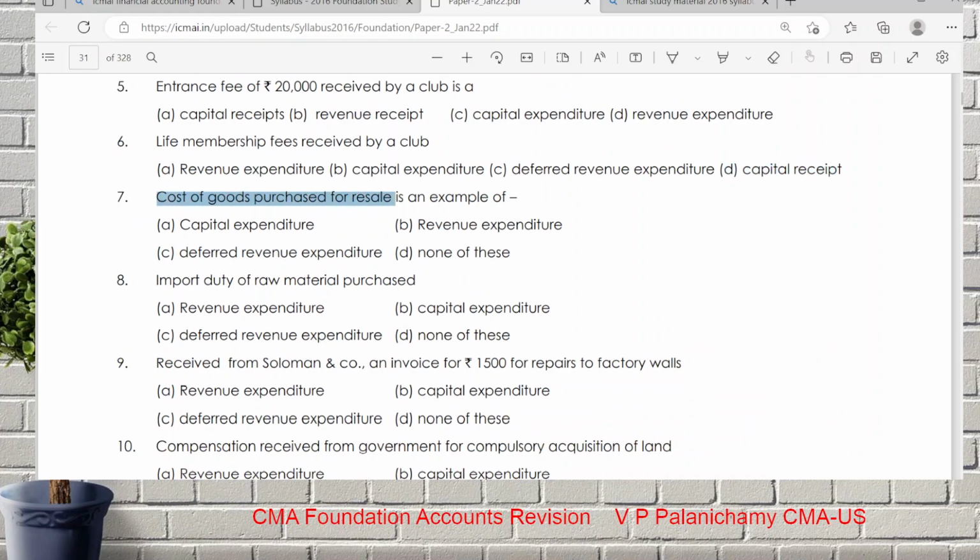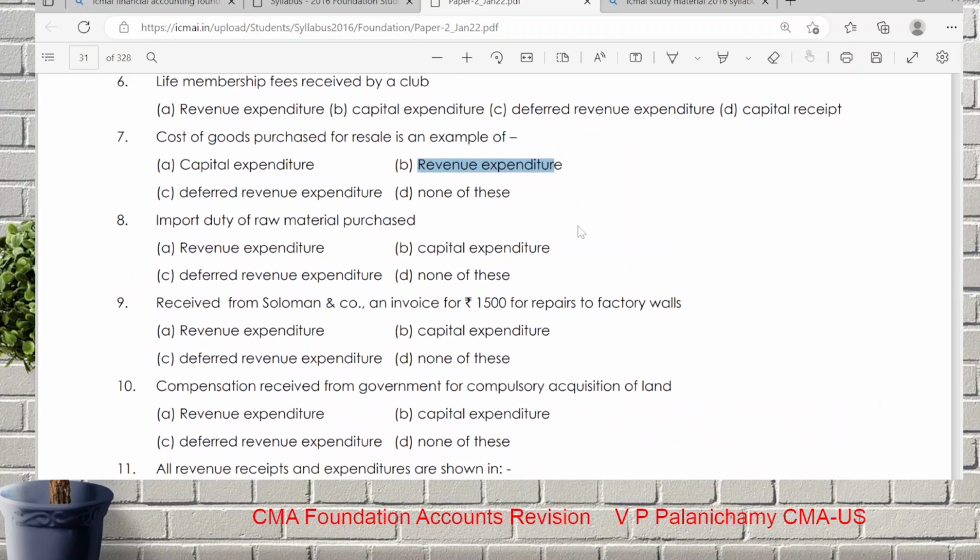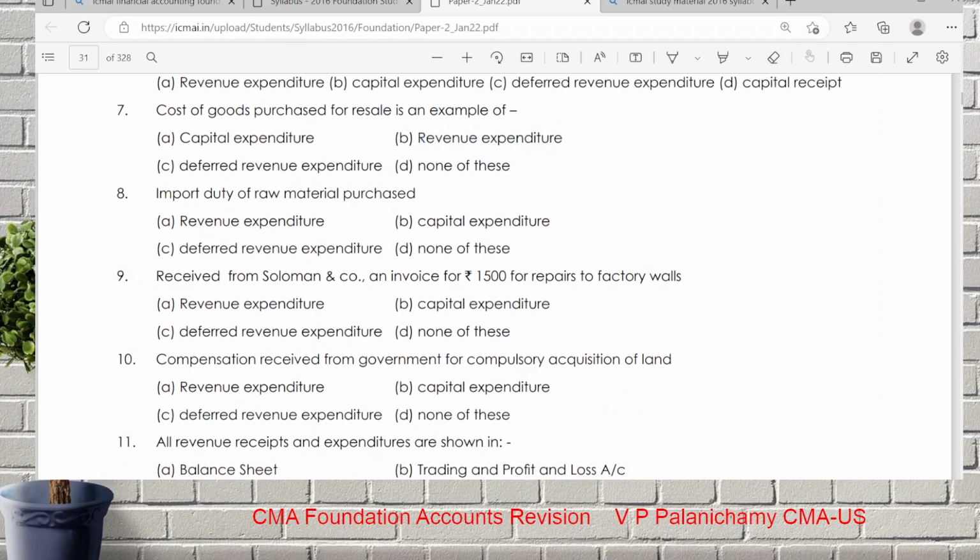Cost of goods purchased for resale is a revenue expenditure. It is a நம்ம purchase பண்ற goods resale பண்றதுக்காக யூஸ் பண்ண revenue expenditure. Import duty purchased on raw material purchased is a எதுக்கு pay பண்றீங்க? Machine purchased கா raw material purchased கா? So revenue expenditure.